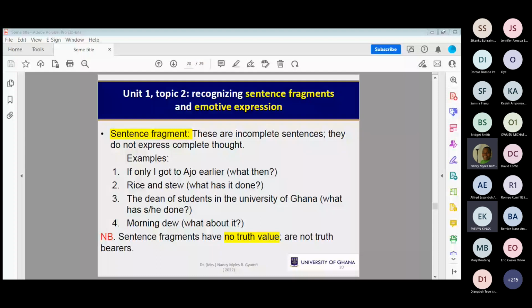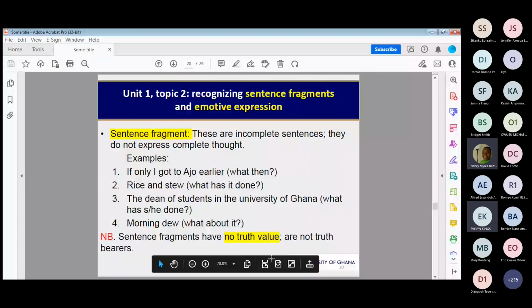That's what you see on your screen. If only I got to Ajo earlier, then what? Then I would have slapped her, or I would have married her, or I would have whatever. You see, if only I got to Ajo earlier, it's incomplete. So it's a sentence fragment. Rice and stew, the example I gave, is incomplete. The dean of students in the University of Ghana, what has he or she done? Morning dew, well, what has it done? So on and so forth. So these are fragments. Why? Because they are incomplete. You got that?